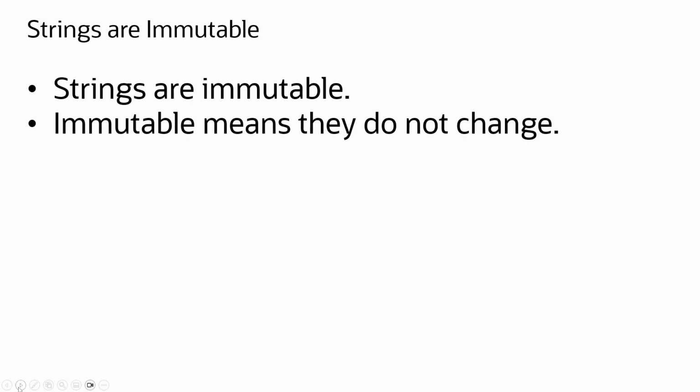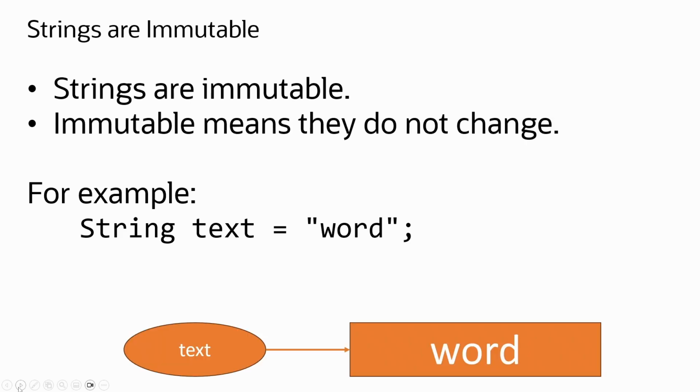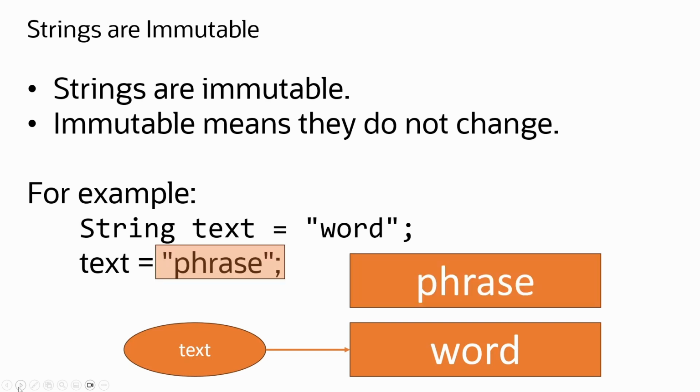Remember, strings are immutable. Immutable means that they do not change. So, for example, if we say string text equals word, we have text referencing word. And then if we say text equals phrase, we create a new string phrase. And now text will get to reference phrase. And word no longer has a reference to it.